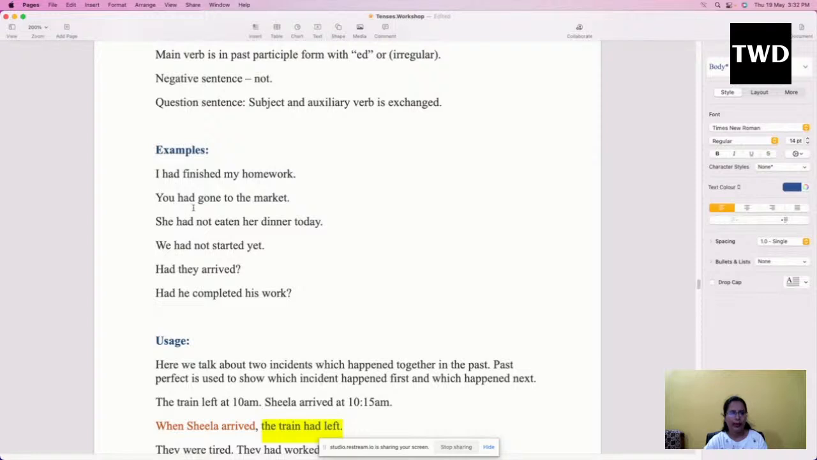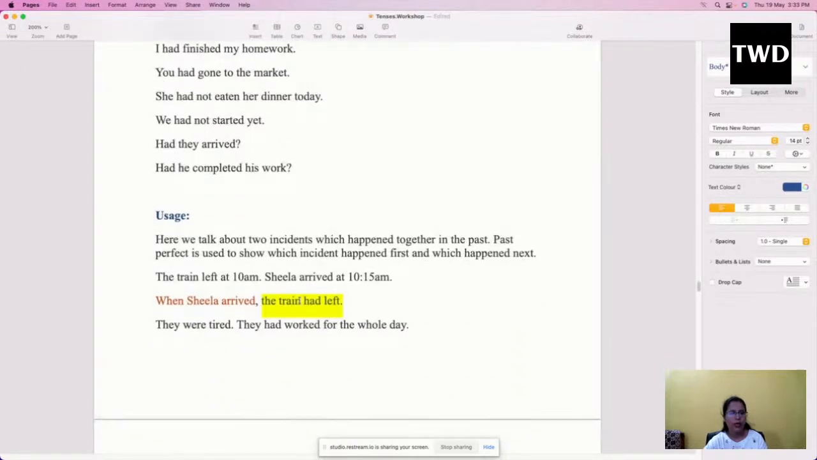You had gone to the market. She had not eaten her dinner today. So this is a negative form. As I told you, for negative sentences, we are going to use not in between. She had not eaten her dinner today. We had not started yet. Question sentences, had they. Can you see these things have changed their places? Had has come in front and then our subject they is coming. Had they arrived? Had he completed his work?